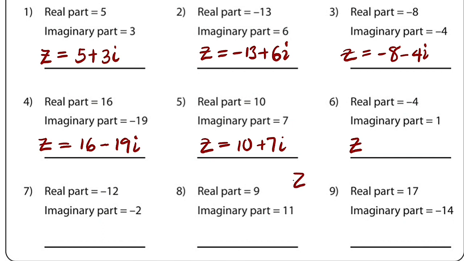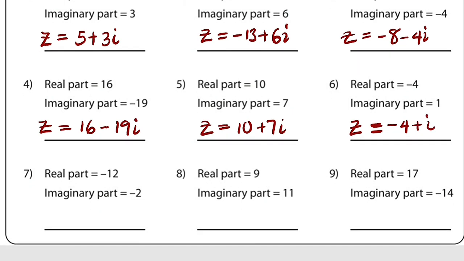But make sure whenever you write z you should strike it so that it will not look like 2, right? So this is equal to negative 4 plus 1i, which is the same thing as i. So try 7, 8 and 9.